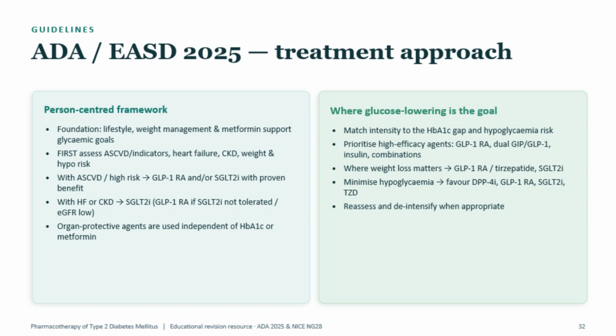Then, where glucose lowering is still the goal, you match the intensity to the gap and the hypo risk. Want weight loss? GLP-1 or tirzepatide. Want to minimize hypos? Favor the safer classes, and always be willing to de-intensify.